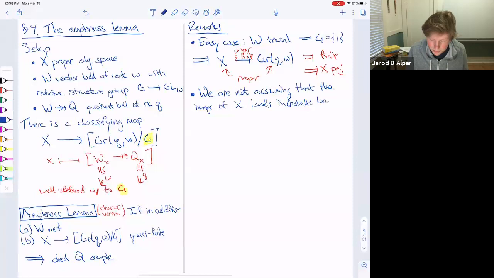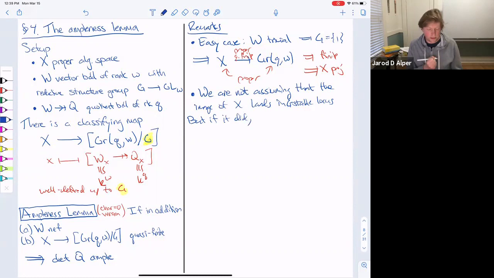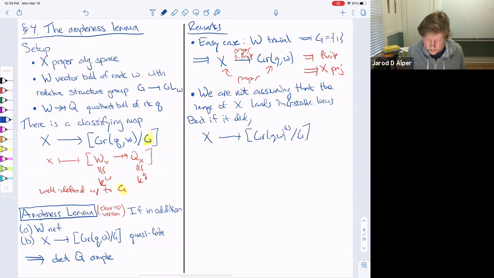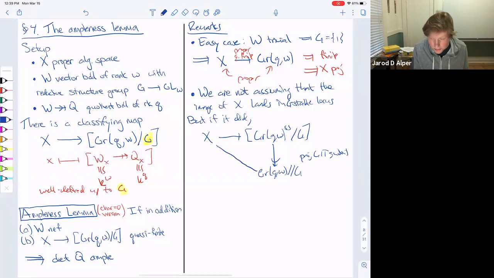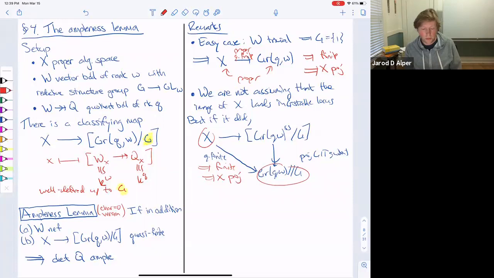But if it did, you would actually get more. In fact, if it did, then this argument would be easy to prove, because you would have a map from X to the stable locus, even the semi-stable locus, and therefore it maps to the projective GIT quotient. And because it actually lands in the stable locus, we know that this map is quasi-finite. But again, X is proper and this is proper, so this map is quasi-finite and proper, so you get that this map is finite, and you get that X is projective again. And in fact, in this case, if you work out what the class of the line bundle here is, you actually get more ampleness.